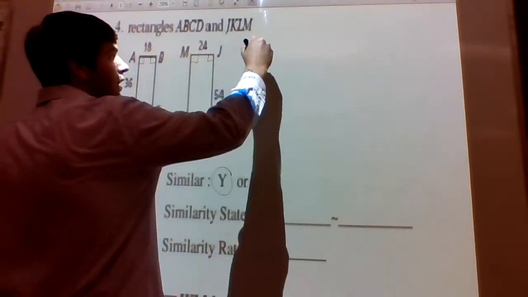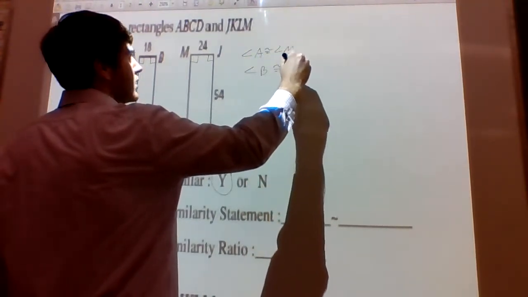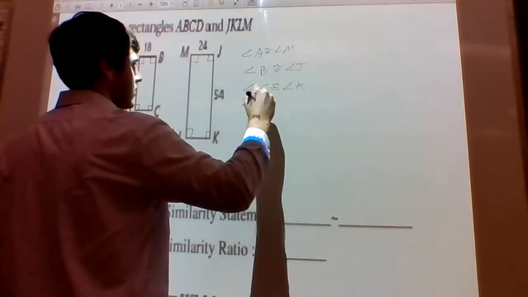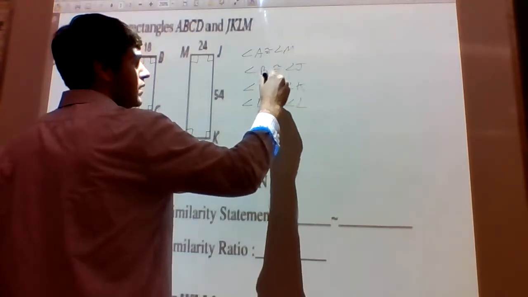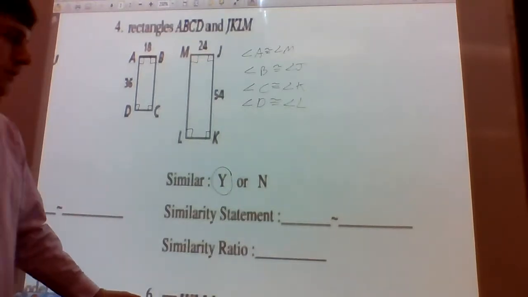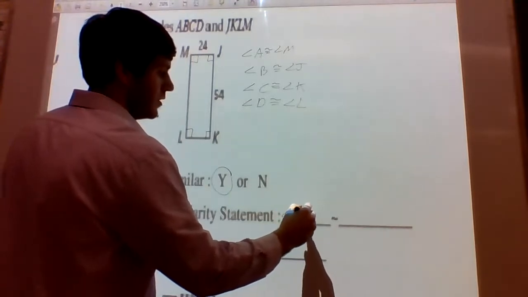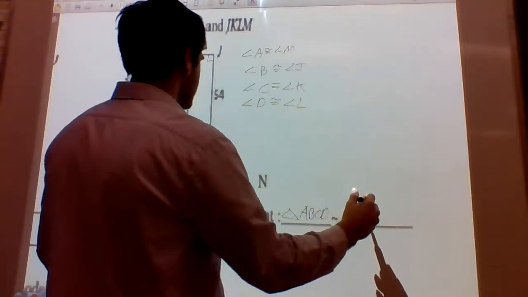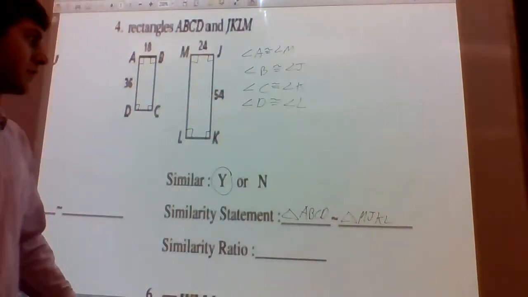So we know angle A is congruent to angle M, angle B is congruent to angle J, angle C is congruent to angle K, and angle D is congruent to angle L. So all four pairs of angles are congruent, so we know the figures are similar. Similarity statement, we can do ABCD is similar to MJKL.